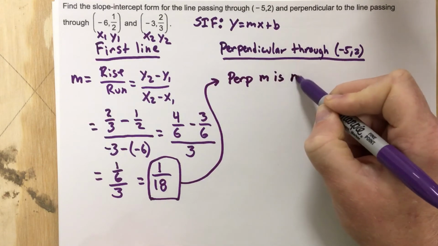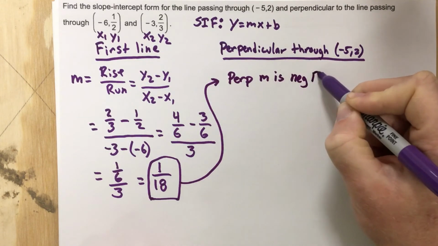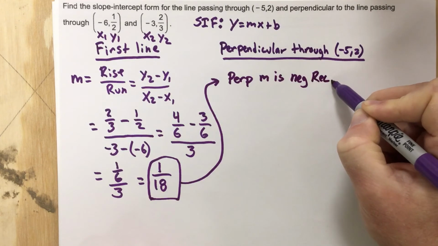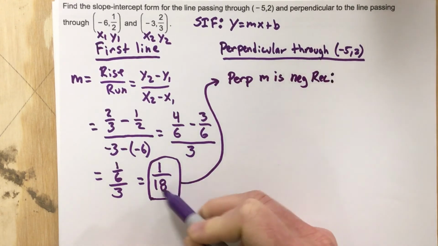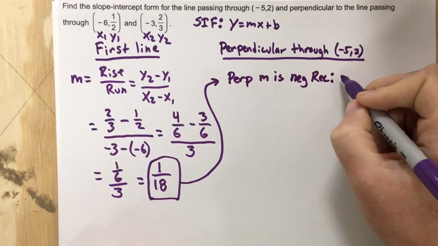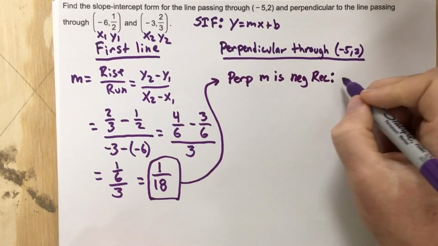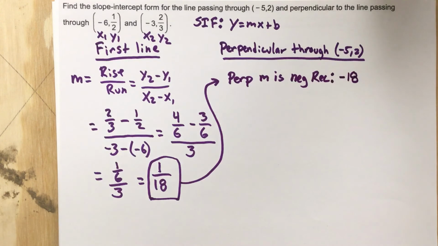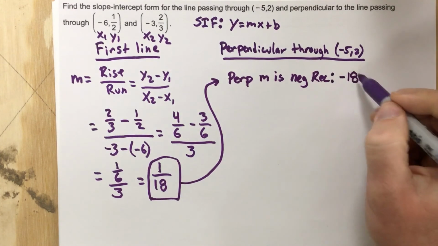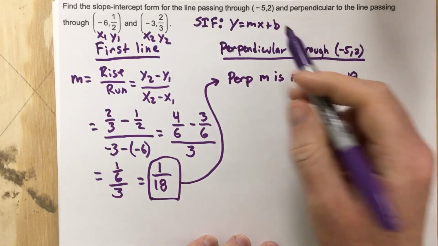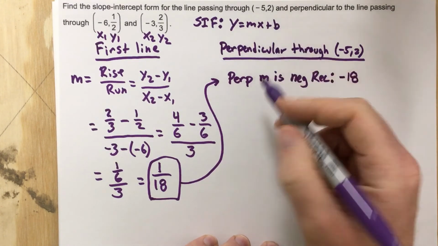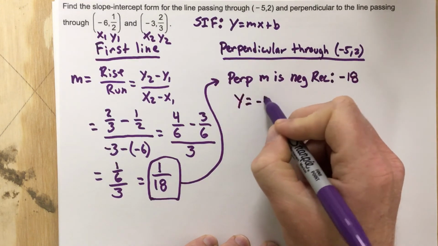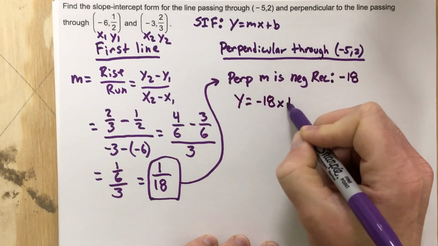is negative reciprocal. So the negative reciprocal of 1 over 18 is, if I flip that, it's 18 over 1, and that's negative 18 for the new slope. So remember, perpendicular slope is negative reciprocal slope. So negative 18, then I can use to write the equation y equals mx plus b. So I can say y equals negative 18x plus b.